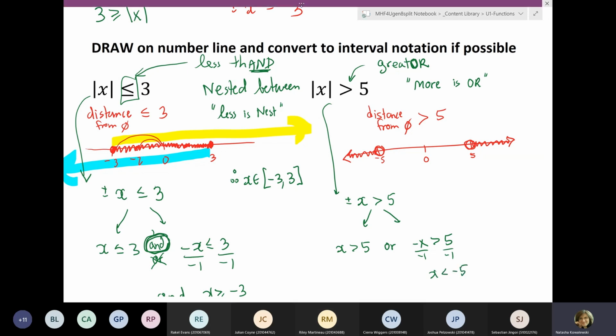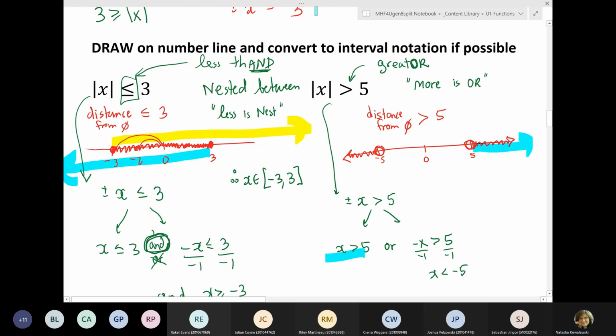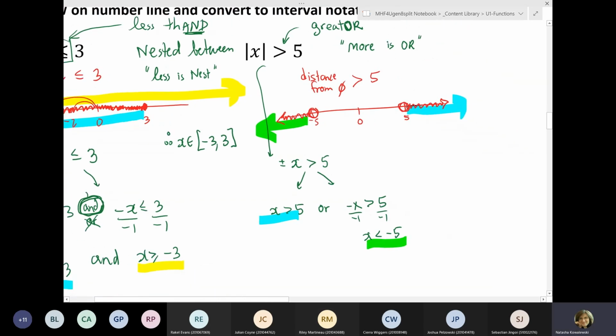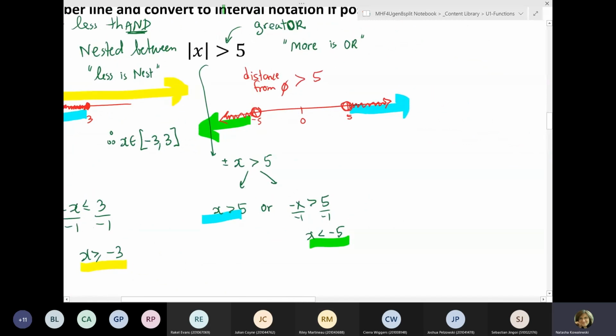And just like before, if I were to use the highlighter to point out what's what, this particular one says x is greater than 5. Well, that's this one. And then this one says x less than -5. It's that one. And that matches exactly what we had before. So your final solution would be not just the shading.